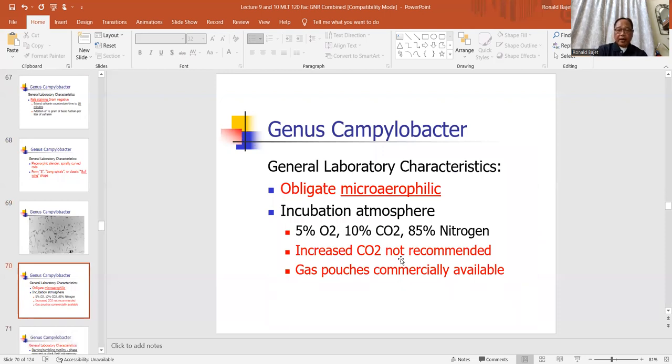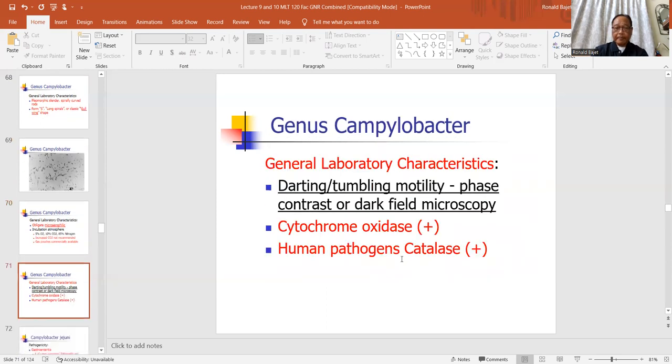Campylobacter is microaerophilic. It likes 5% O2, 10% CO2, and 85% nitrogen. It doesn't like increased CO2, like a candle jar or a CO2 incubator. What Campylobacter needs is these things called Campy packs, which are commercially available gas pouches. They have the right amount of oxygen and CO2 for Campylobacter. And also remember, you don't grow Campylobacter at 37 degrees. 25 degrees for fetus, and 42 degrees for jejuni and coli.